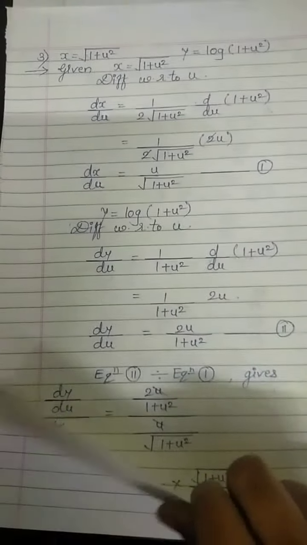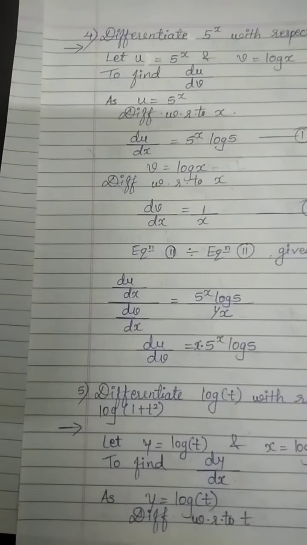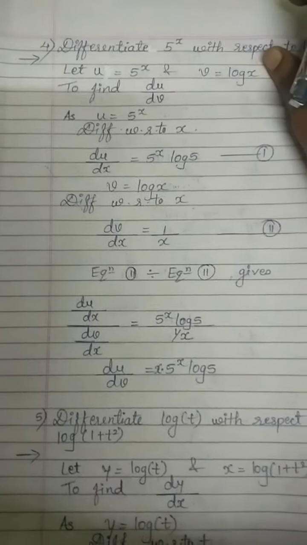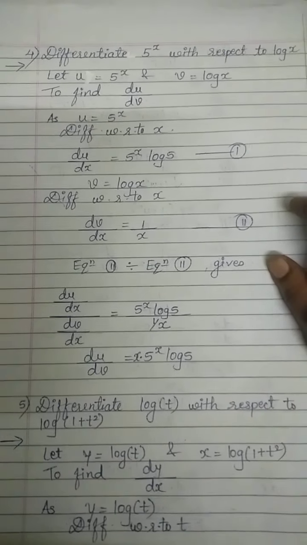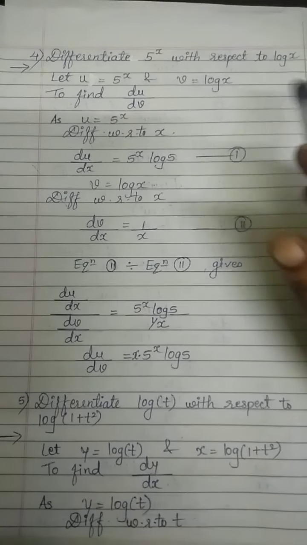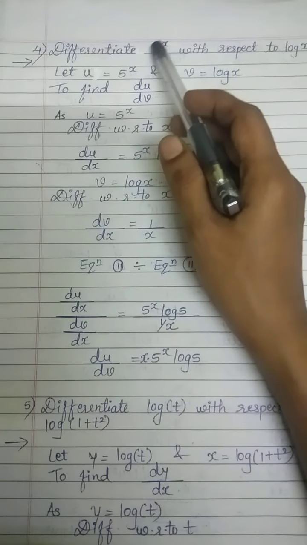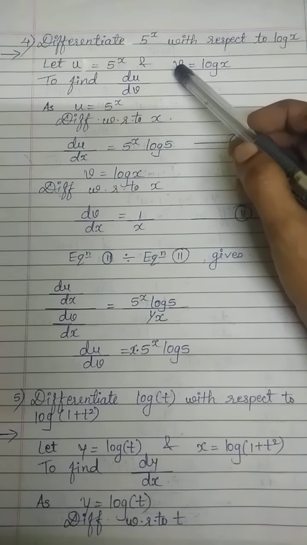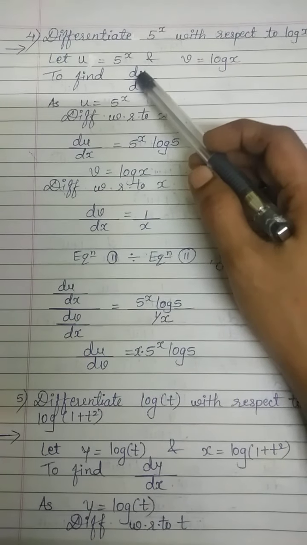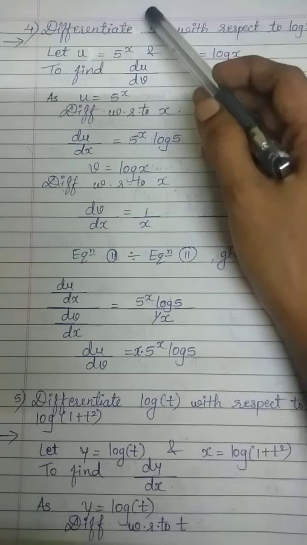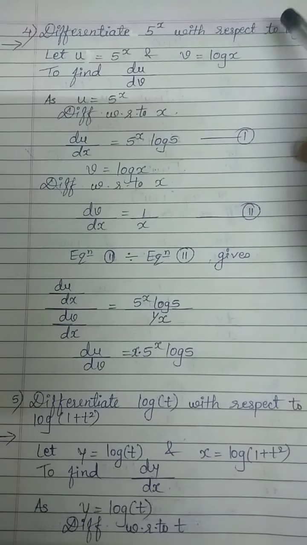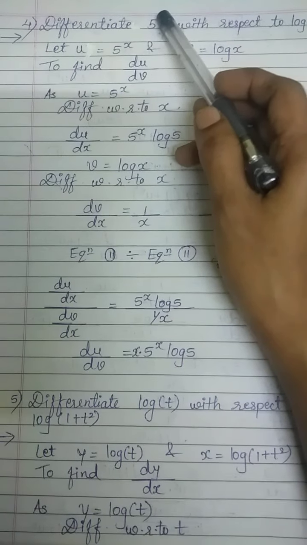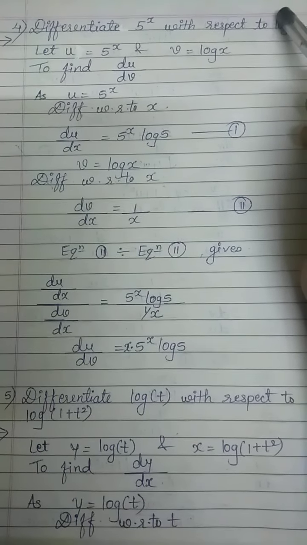Now we consider the next question, that is question number 4. Differentiate 5 raised to x with respect to log x. Now here we consider this 5 raised to x as u and log x as v, and we want the value of du by dv. If we substitute u here and v here, then the question will be: differentiate u with respect to v.